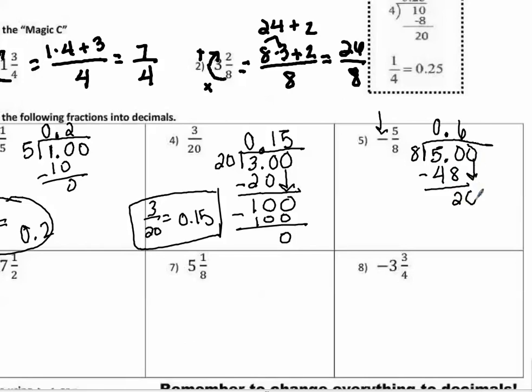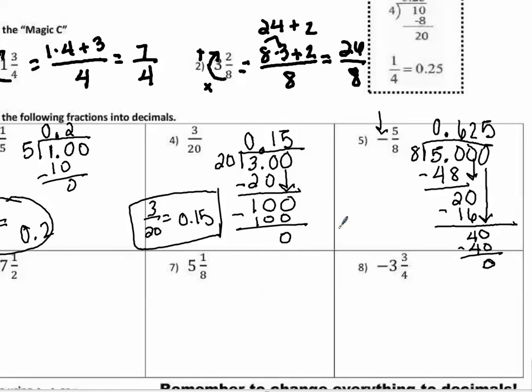Bring down your 0. 8 goes into 20 2 times. 2 times 8 is 16. Remember, when you're finding these numbers, you want to find something as close to 20, but do not pass it. So it should be 20 or lower, as close as you can get it. 20 minus 16 is 4. Bring down another 0. You can have as many zeros as you want. 8 goes into 40 5 times. 8 times 5 is 40. Subtract, you get a 0 remainder.